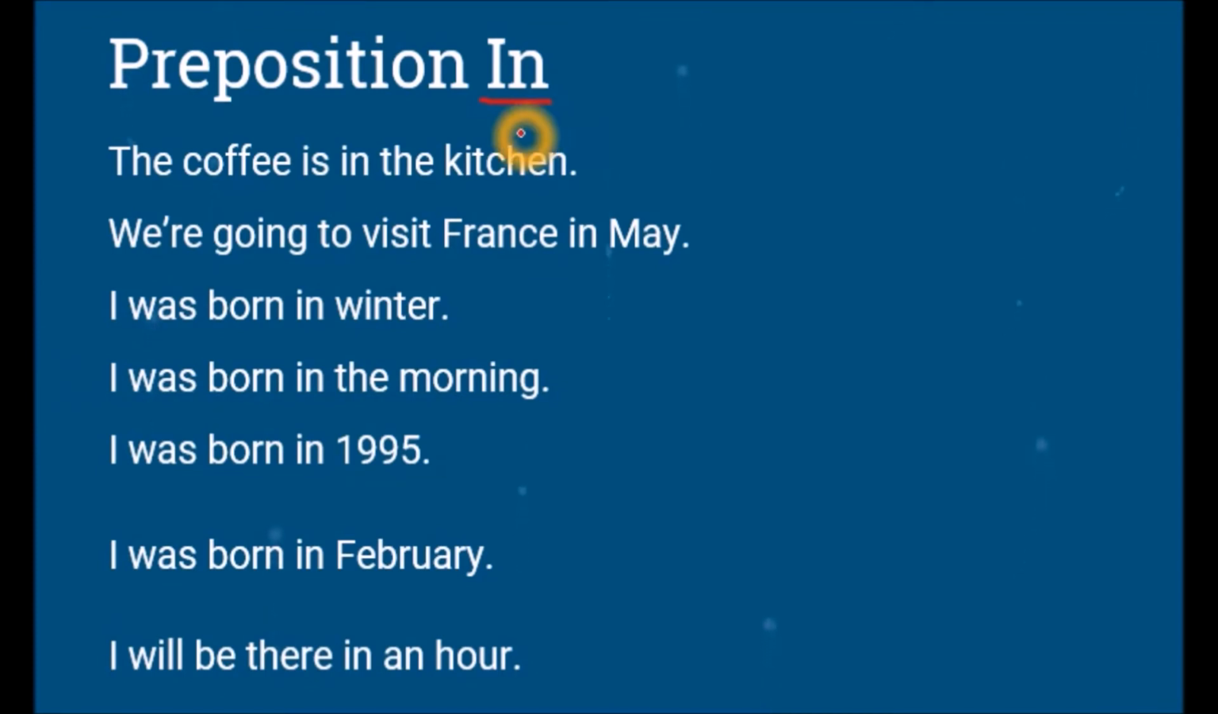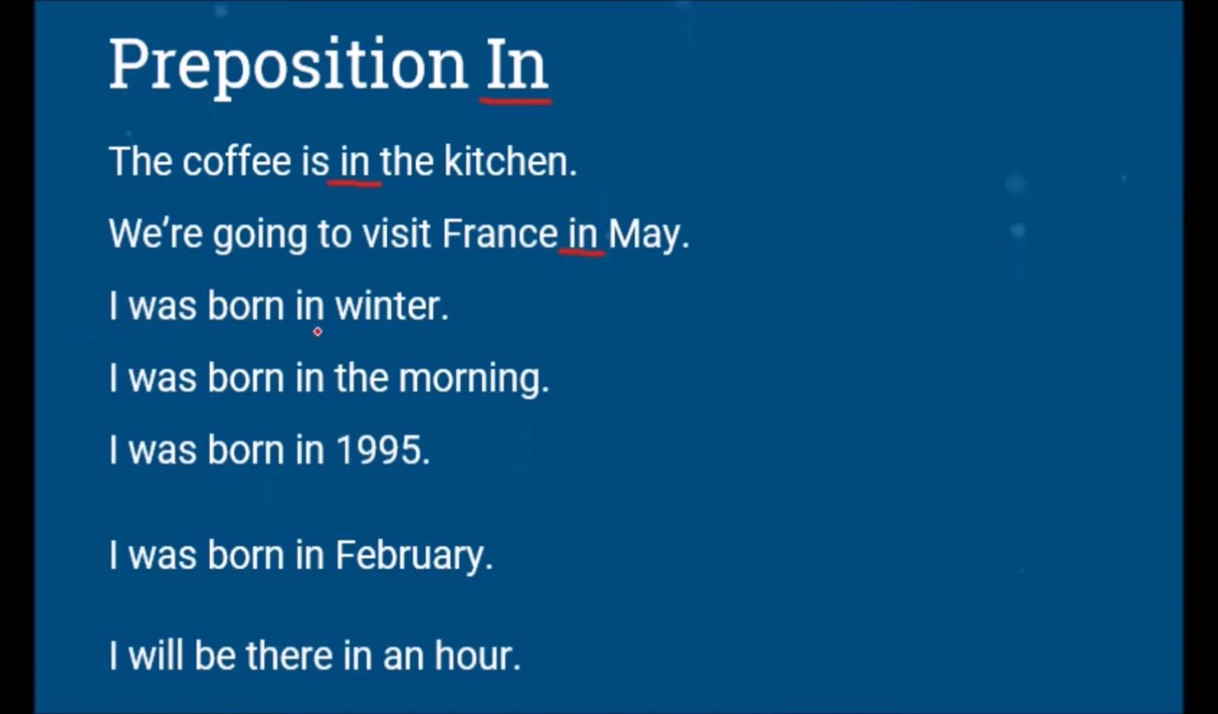The basic use of the preposition in is to show something is inside a room, building, town, or country. The same word, the preposition in, is used to talk about specific time. The preposition in is used with months, years, seasons, and longer periods of time. Let's see an example. The coffee is in the kitchen. In this sentence, the speaker is using in to show something inside the room, that's the kitchen. Second example, we are going to visit France in May. Now in this sentence, we are using the preposition in to talk about a specific month, that's May. The preposition in is a preposition of time. So be careful, use the preposition in with months, not on. We cannot say we are going to visit France on May.